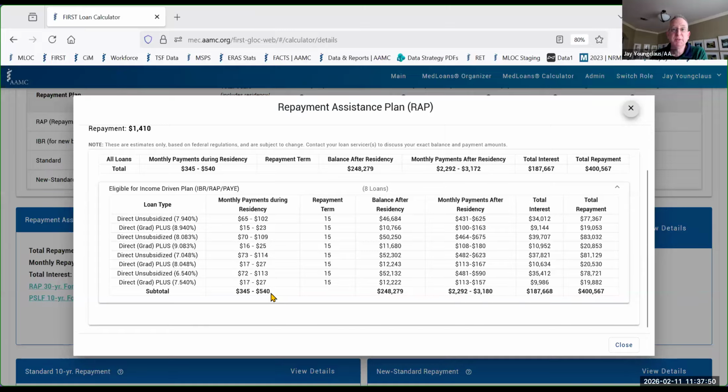And I say when your salary increases because that is a detail that the MLOC is dealing with behind the scenes. It is growing your residency stipend based on historical rates so that each year your income during residency would increase. And it's doing the same thing for the post-residency scenario.